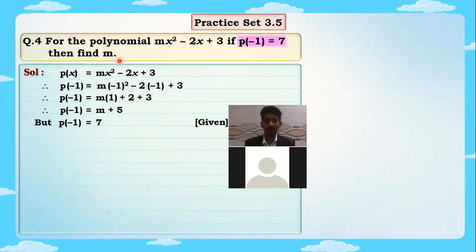It is given to us. So directly in P of minus 1 we are going to write what? 7. And 7 is equal to क्या है? m plus 5, or we can say m plus 5 is equal to 7.